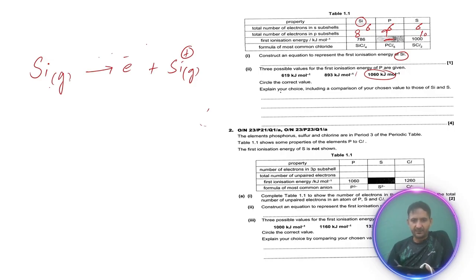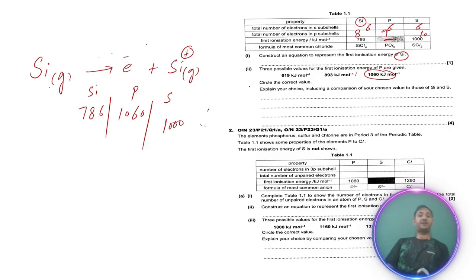Explain your choice, including a comparison of your chosen value to those of silicon and sulfur. Why did I write this 1060? Left to right it increases, but here you can see silicon is 786. Then its first ionization energy is 1060, as I predicted. And what about the sulfur? It is 1000. So the question is why sulfur has less ionization energy than phosphorus.